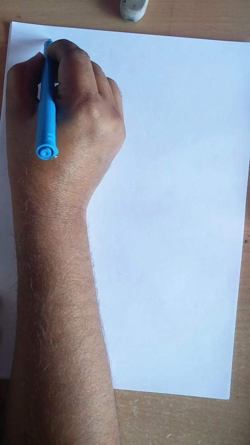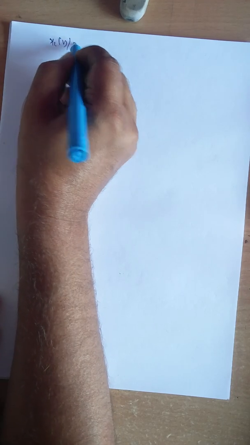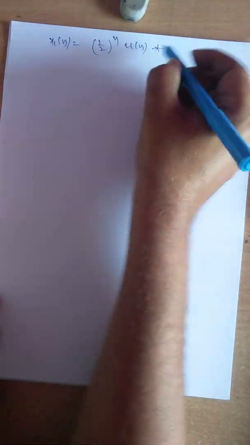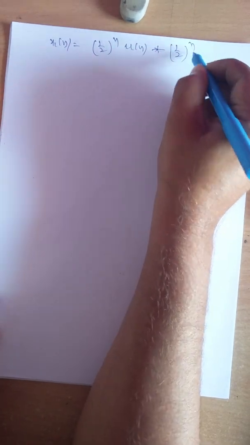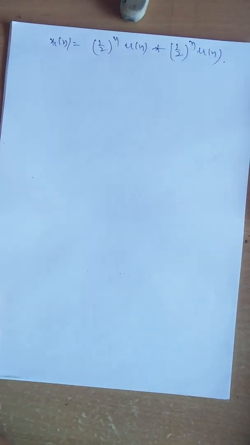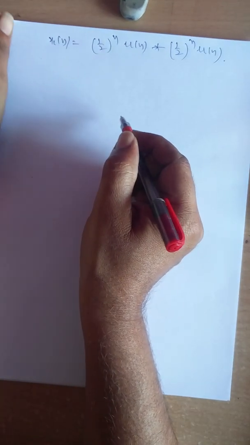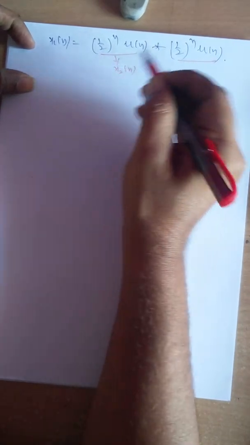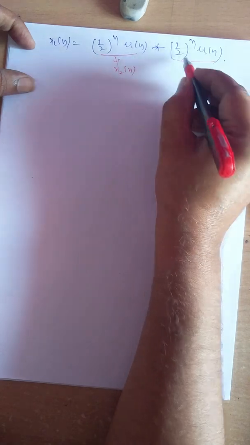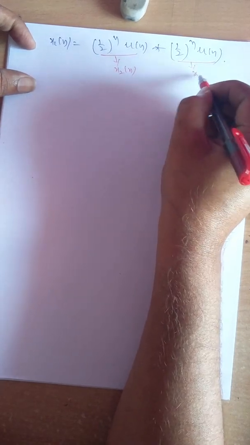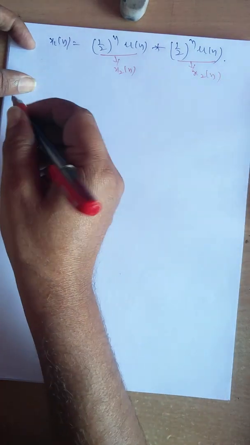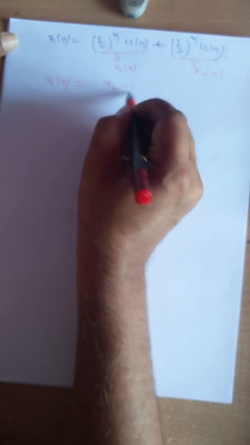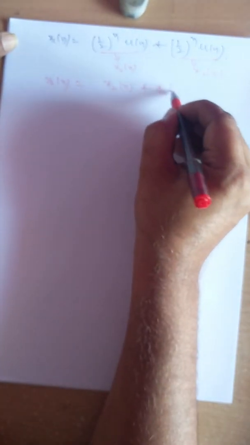x1 of n is equal to (1/2)^n u of n, linearly convolved with (1/2)^n u of n. Here we should use the convolution property. This is one signal, this is another signal. We'll take this as x2 of n. Since both the signals are the same, we can take this also as x2 of n. Then x1 of n is x2 of n linearly convolved with x2 of n itself.